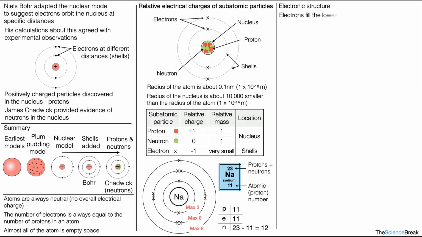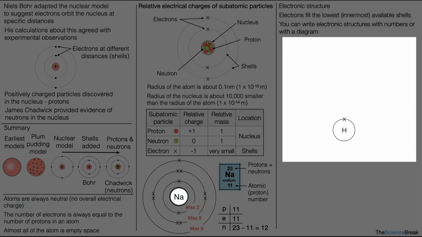Electronic structure. Electrons fill the lowest or innermost available shells in an atom. You can write the electronic structures with numbers or with a diagram. So let's start off with our very first element in the periodic table. This is hydrogen. It has 1 electron in its shell. We can draw that, or we write that as a capital H for hydrogen and the number 1.